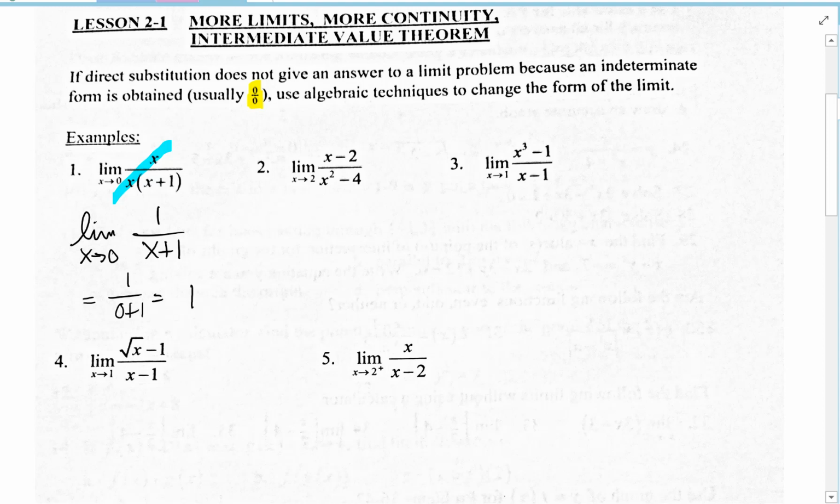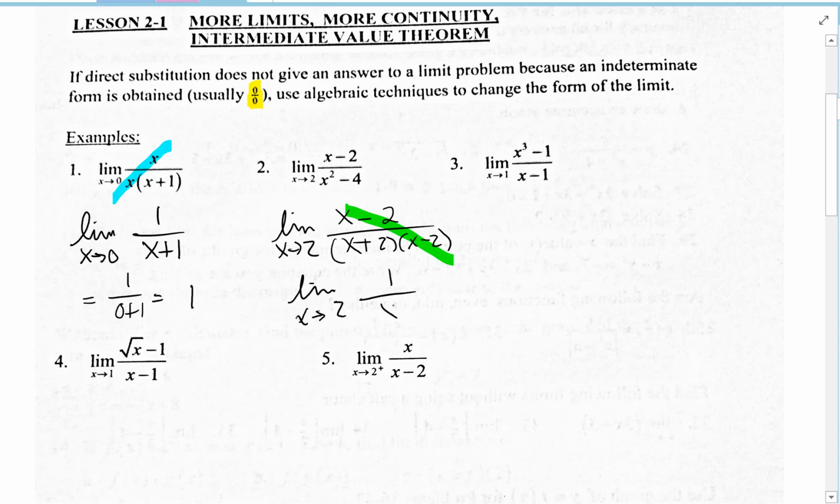All right, the limit as x approaches 2 of this function, I can actually factor the denominator here, which gives me x minus 2 over x minus 2. So now I'm just taking the limit as x approaches 2 of 1 over x plus 2, and that I can use direct substitution for. 1 over 2 plus 2, that is 1/4.